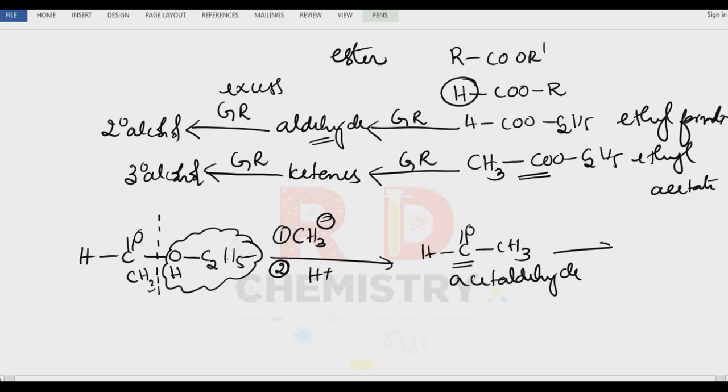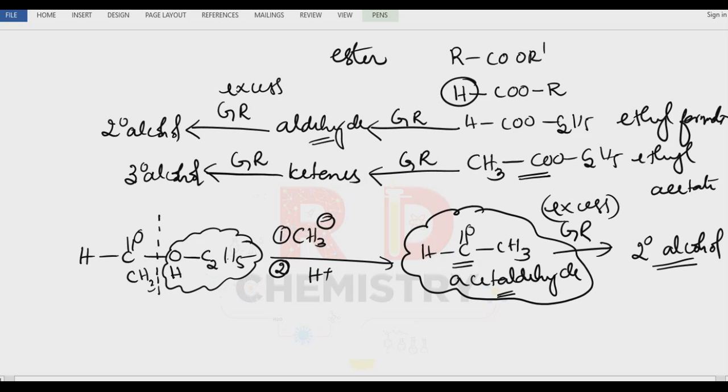This again reacts with the Grignard reagent. You know that when acetaldehyde reacts with a Grignard reagent, it finally gives what? Finally it gives a secondary alcohol. So this is already explained in the previous slide. Clear? This is only possible whenever there is an excess of Grignard. Otherwise, the reaction can be stopped at the acetaldehyde stage.